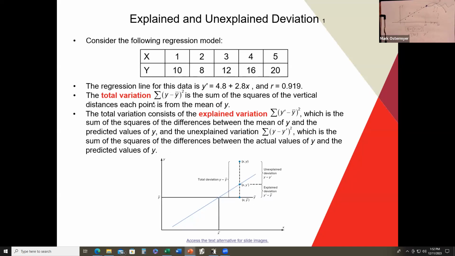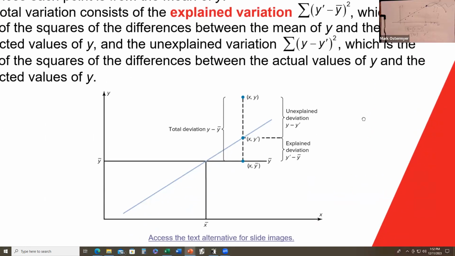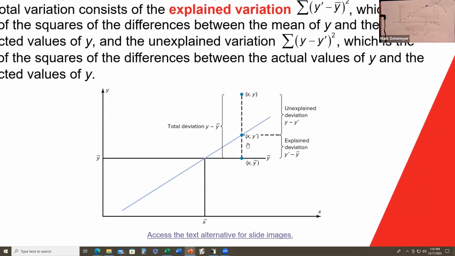Okay, so this total variation is a sum of the explained variation and the unexplained variation. And you can see diagrammatically here, if I blow that up there, you can see the total variation, if you take this point up here, x y. The total variation is the difference between the actual Y coordinate of this point right here and Y bar. So the length of this vertical dashed line is called the total variation.